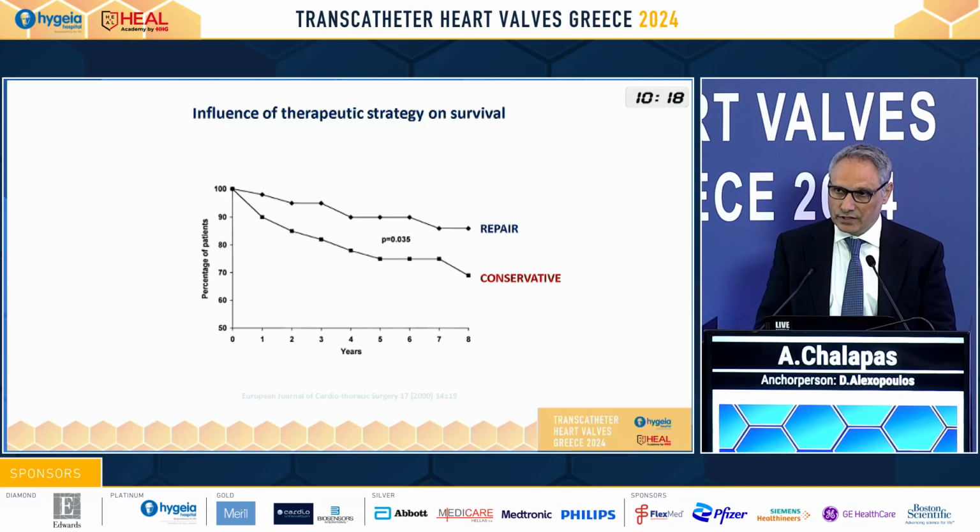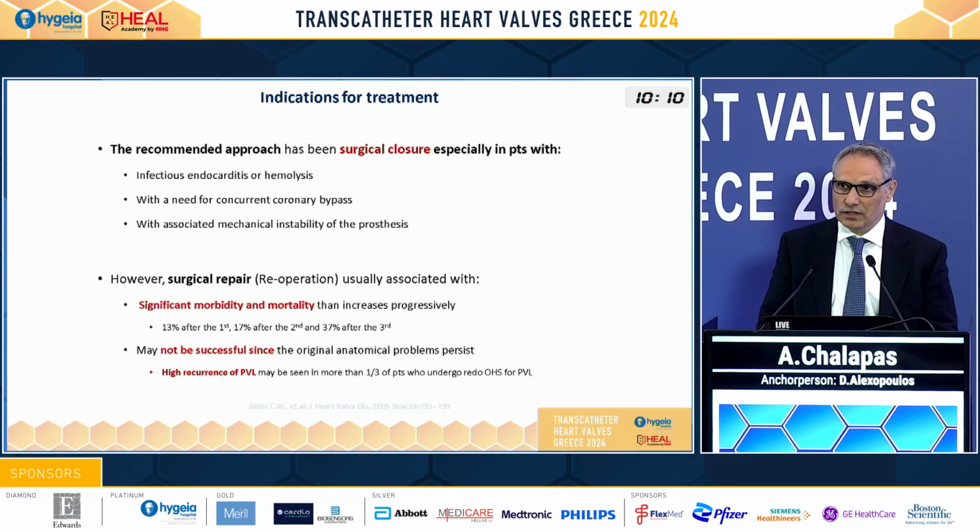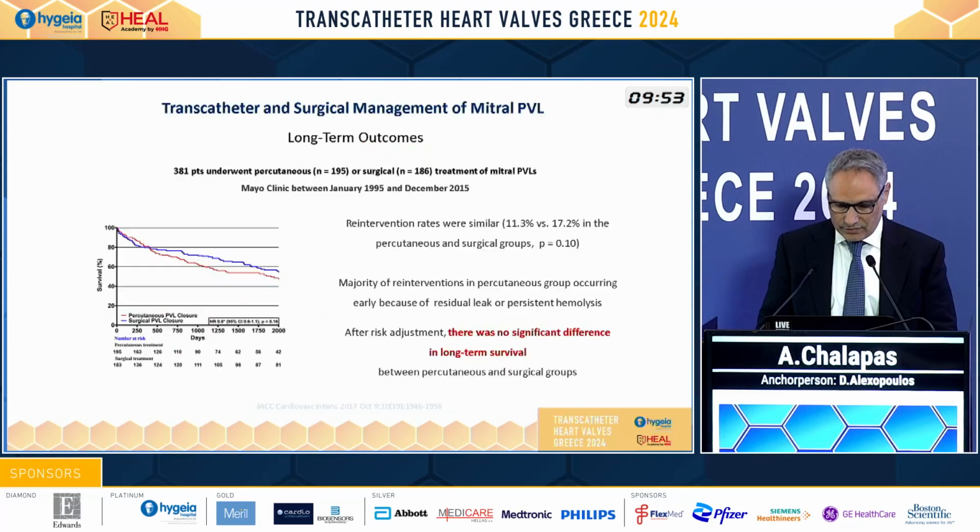Of course, repair is the gold standard management approach in patients with severe symptomatic defects. And surgery is maybe the first approach, especially when endocarditis is combined or when there is mechanical instability of the prosthesis. However, reoperation is associated with high mortality, 10 to 50%, and up to 30% recurrence.